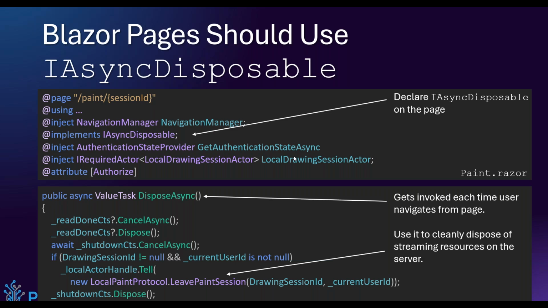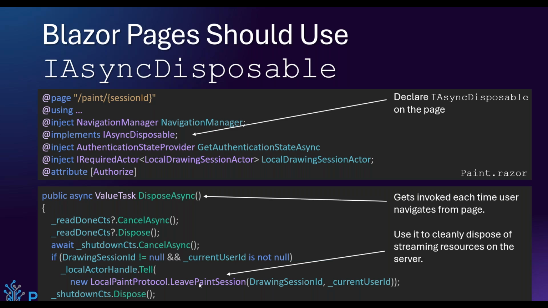This means that if we're materializing actors, or if we are, let's say, running IAsyncEnumerables, or if we're doing whatever, we can do things like invoke that cancellation token, or we can tell the server that a user has left this paint session. This will help us make sure we don't accidentally leak resources inside this application. You don't want to have a whole bunch of actors streaming data to users who are not there. So this will help us make sure we get that cleaned up.